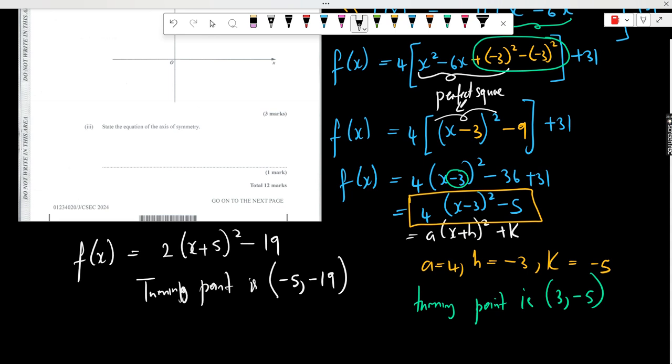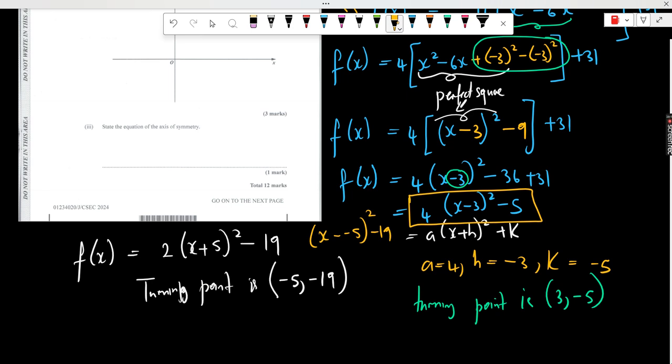Whenever there's a plus sign inside here, the turning point is minus. If it's a minus, as we have over here, its turning point is positive. So it basically is whatever is being subtracted. Now, x plus 5 is essentially the same thing as x minus minus 5. We could have written it like that, and then we have minus 19, but we don't normally write it like that.